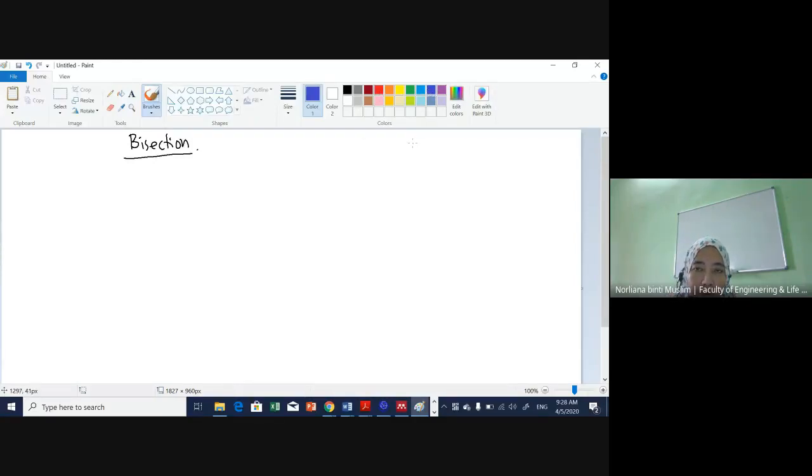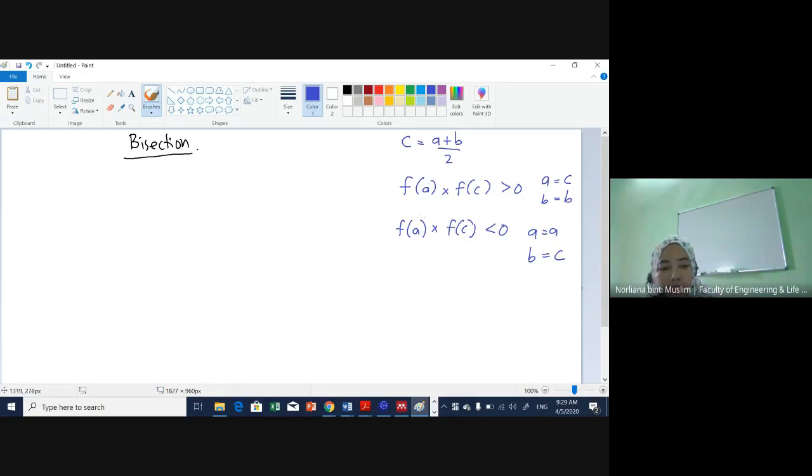Okay, this is the guide. First one, calculation for C. A plus B divided by 2. C is called the middle point. Okay, so then we have if FA times FC is more than 0, then set A is C, B is B. Then if we have FA times FC less than 0, then we have A as A, B is equal to C. So this is the one that I simplified for you.